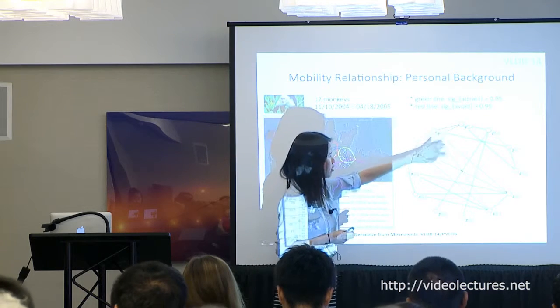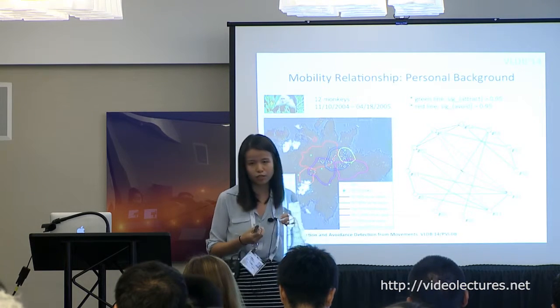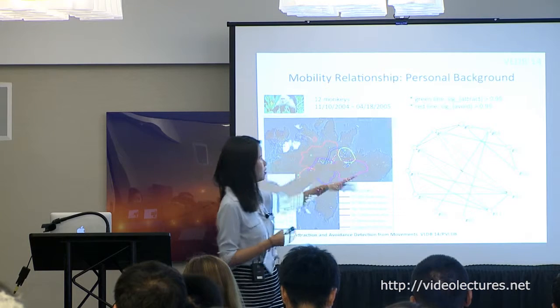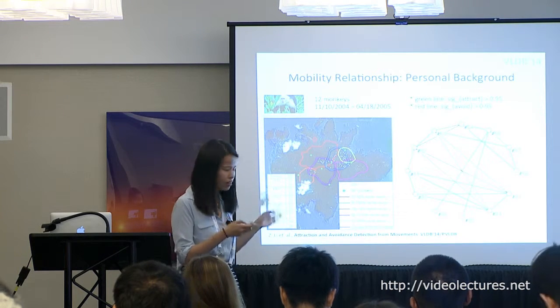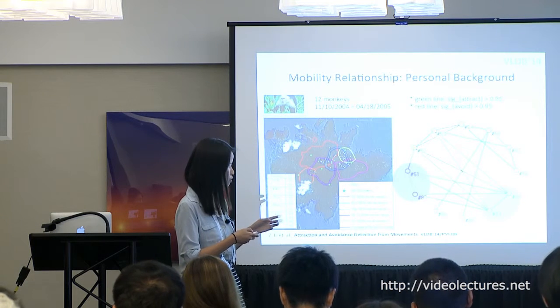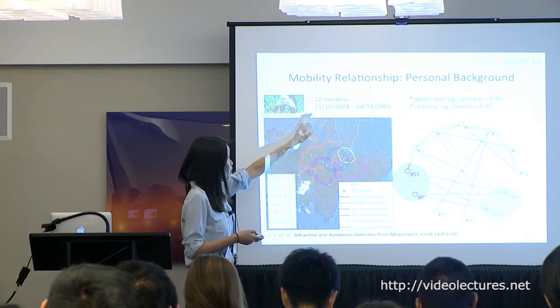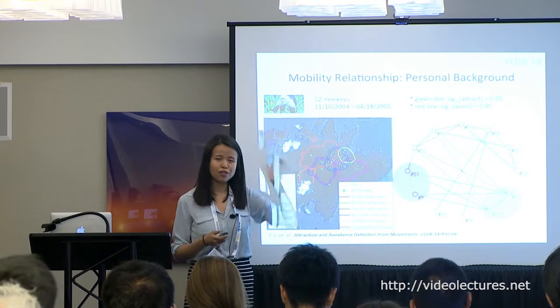So those red lines mean they have an avoidance relationship. That means these two monkeys meet less often than expected. Okay, just to give you a better illustration for some group. Because there are 12 monkeys, they belong to 6 groups. Each group has 2 monkeys.